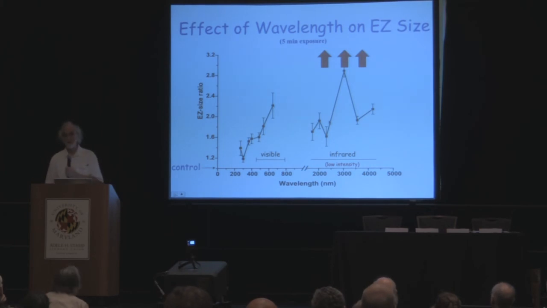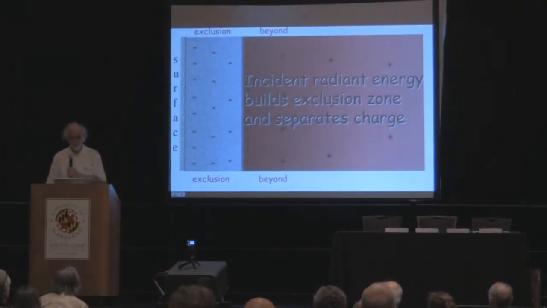So what does that mean? It means if we did the experiment here, turned off the visible light, it would make almost no difference. It's the infrared that counts. That counts more than anything. And the infrared is all over. It's coming from the walls, it's coming from the floor, it's coming from me, from you, from everything. It's almost impossible to get rid of it unless you go to absolute zero. So the conclusion is that incident radiant energy is the energy that builds the exclusion zone and separates the charge.